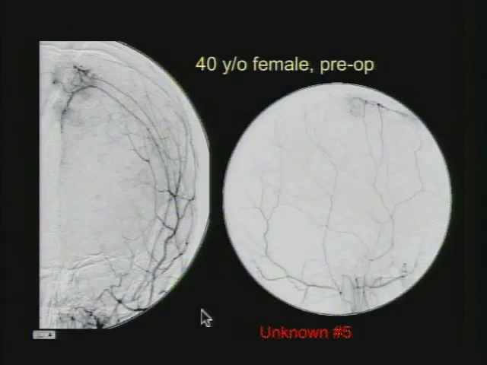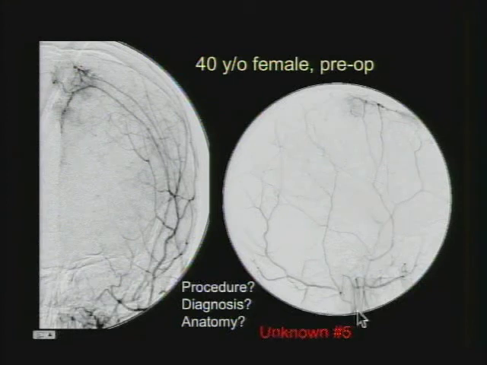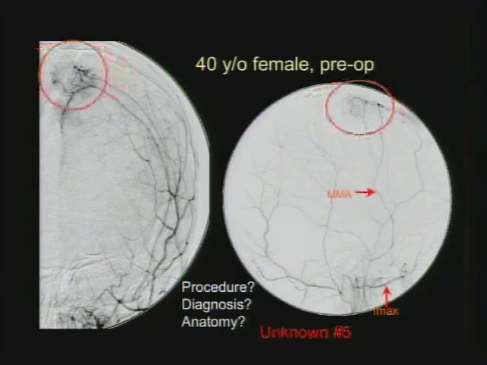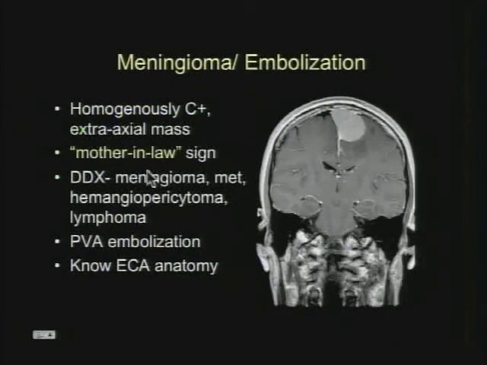Okay, so this is unknown number 5. Here's a 40-year-old pre-op. So what is this procedure? Well, this is a frontal and lateral projection from an ECA injection. So what's the anatomy that we're seeing? This vessel that's feeding it is the middle meningeal artery, and you can see that that comes off of the internal maxillary artery. So this is a hypervascular mass, and this is a patient with a meningioma that's undergoing preoperative embolization. This is the mother-in-law sign on angiography, comes early and stays late.